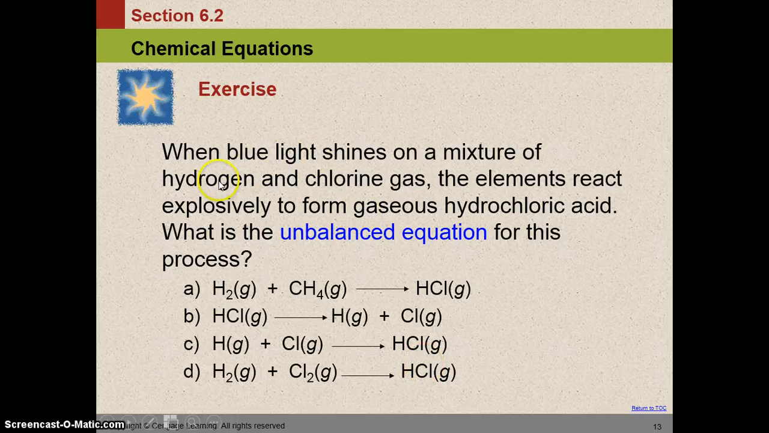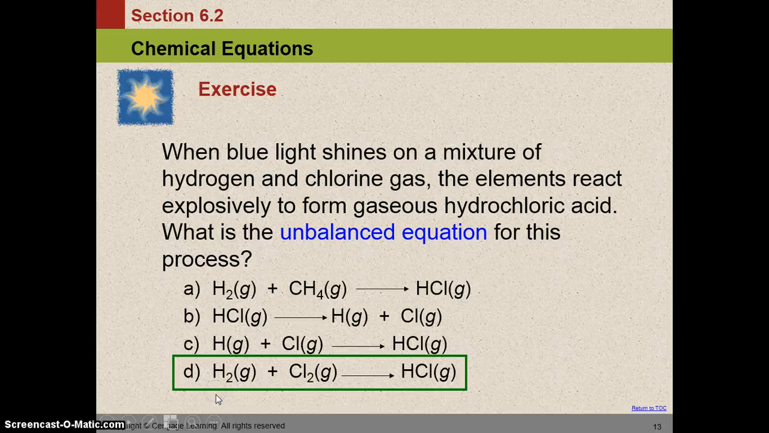So you look and see what they talked about first, what the reactants were, hydrogen and chlorine gas. This is the proper way to write hydrogen and chlorine gas, H2 and Cl2, because they're diatomic. You notice the G's are put here to show the state that they're in, and it forms the hydrochloric acid, which is gaseous as well. So your answer is D.